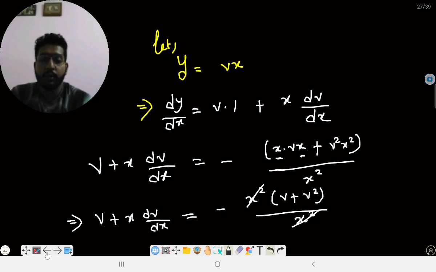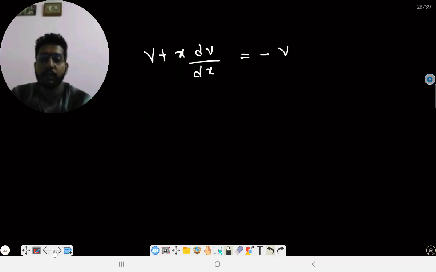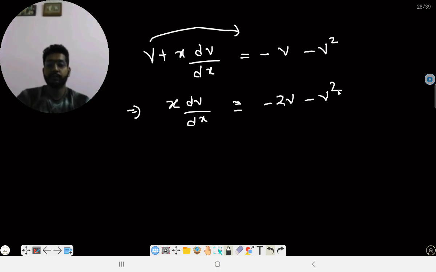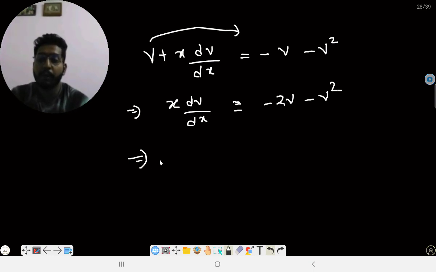So here it will be v plus x dv dx equals minus v minus v square. Now if the v goes there, it becomes x dv dx equals minus 2v minus v square. The next step is again the same thing, we have to do the separation. If I do the separation, it will come like this: dv by minus 2v minus v square equals dx by x.